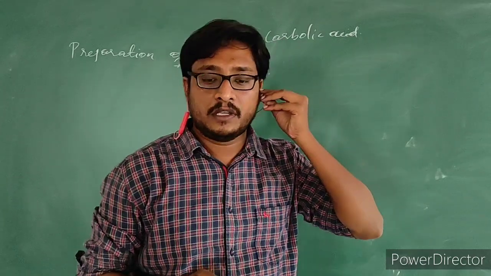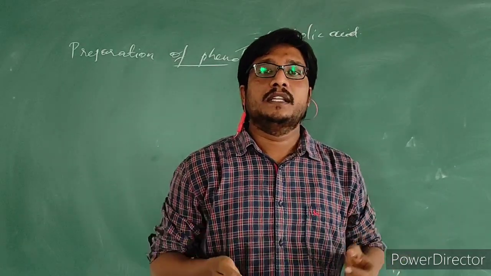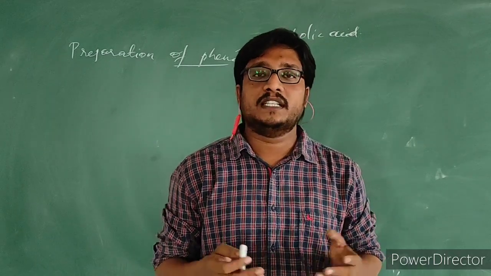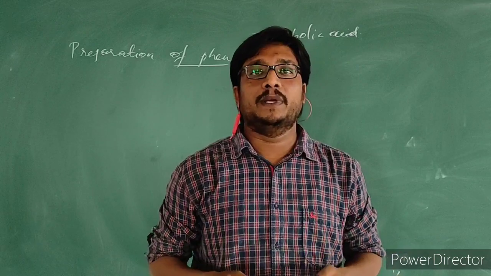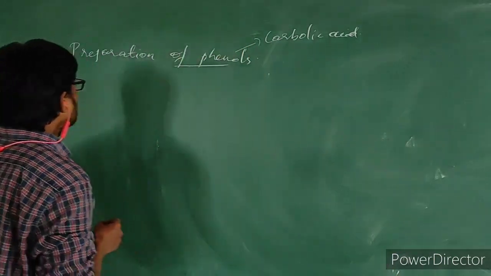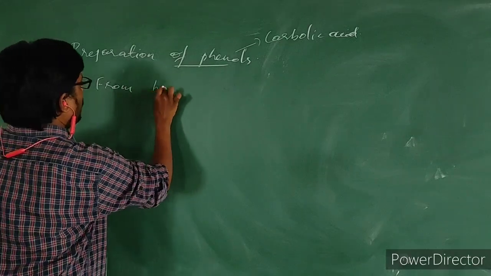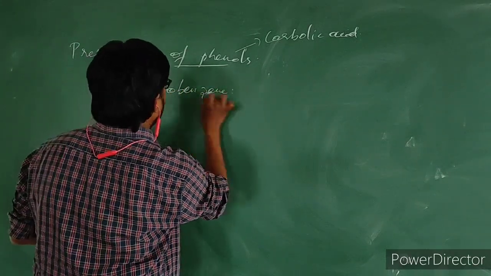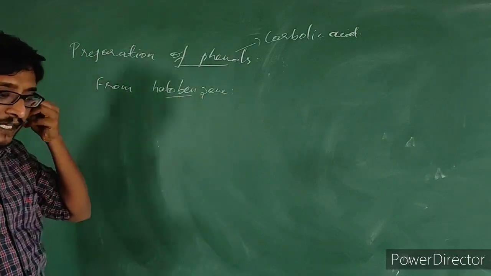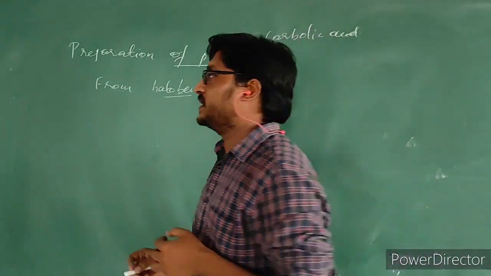Preparation of phenol. Phenol can be prepared from halobenzene. For example, let us consider chlorobenzene. Let us see how phenol can be prepared from chlorobenzene. From halobenzene, this is the first method. I am taking the reactant, the halobenzene, as chlorobenzene.